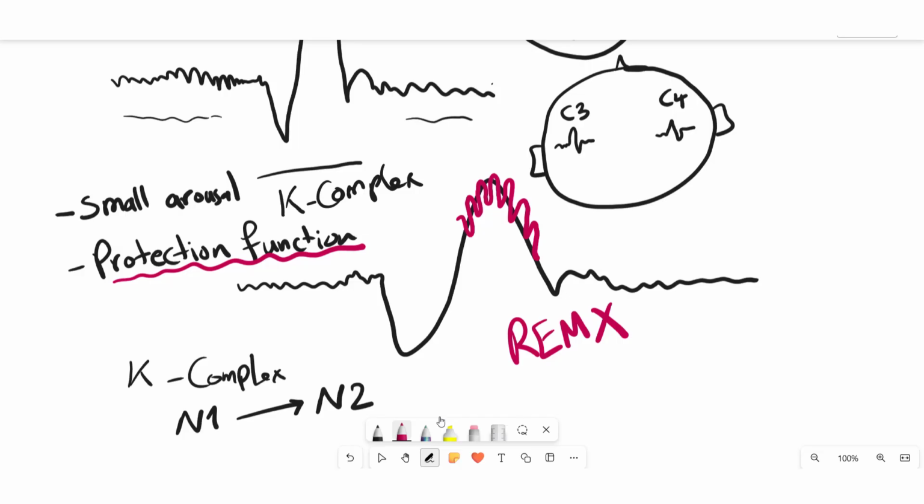Now that we know what a K complex is, let's see where it actually comes from. We said that K complexes help protect sleep and that more of them usually means deeper sleep. But how is this wave created, what is happening inside the brain that makes this big positive, negative, positive shape on the surface EEG? To understand this, let's look at the surface here.